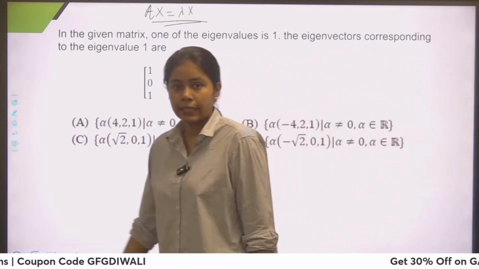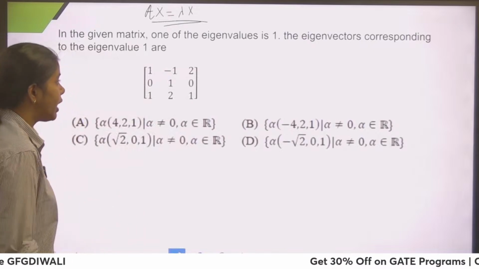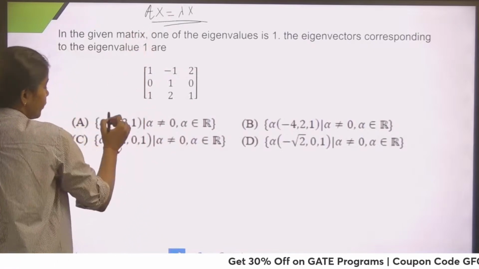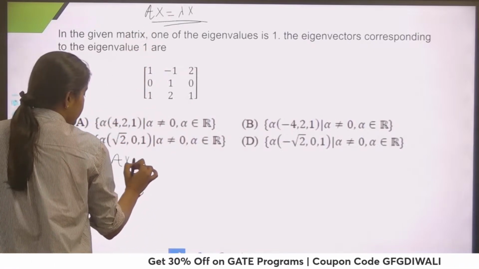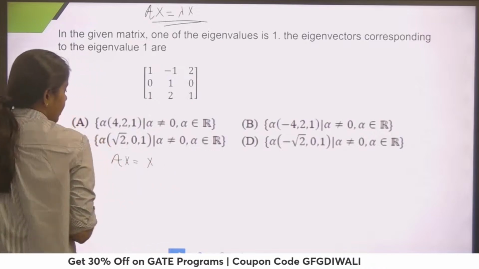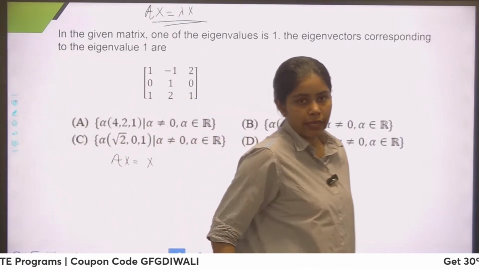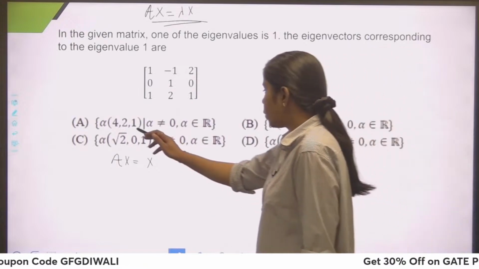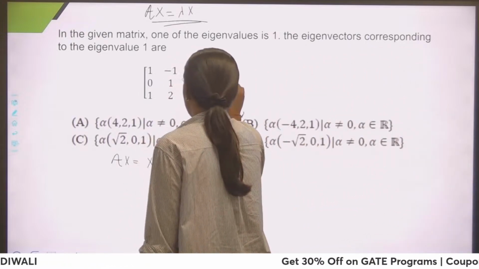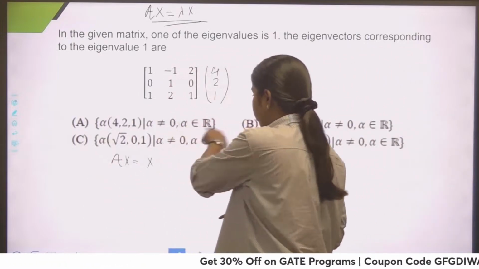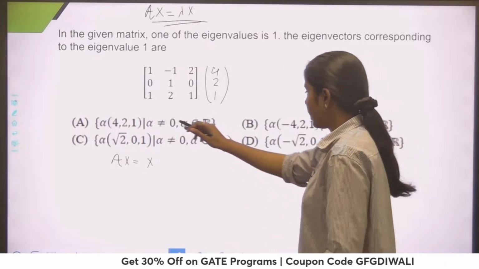So they are saying that in a particular given matrix, one of the eigenvalues is 1. So now the equation would become Ax equals lambda x, that is x. Now you have to see which of the x satisfies your equation, right? So let's say x is (4, 2, 1). So I'll multiply it with (4, 2, 1), because I have to go through A, B, C, D, all four options.